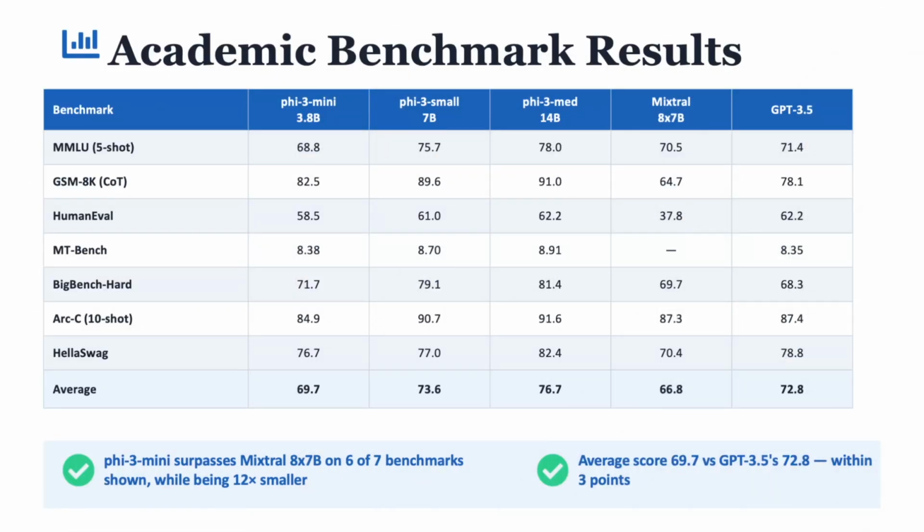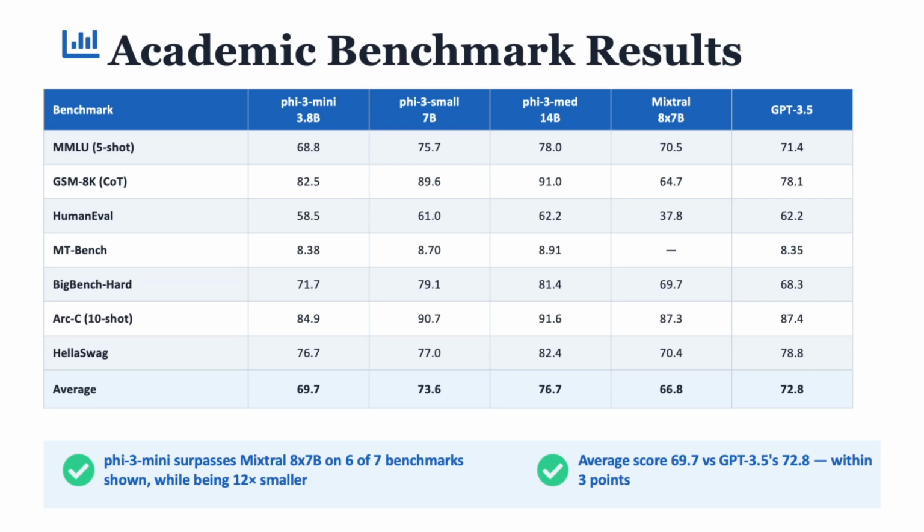Now let's look a bit more closely at the benchmark results. On MMLU, which measures broad knowledge, Phi-3 Mini scores 68.8, not far from GPT-3.5 at 71.4. On GSM8K, which tests math reasoning, Phi-3 Mini actually does better, scoring 82.5 versus 78.1. On MT-Bench, a measure of conversational quality, the two models are essentially tied.